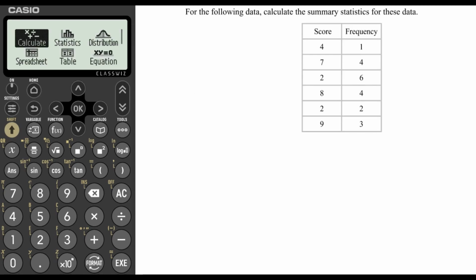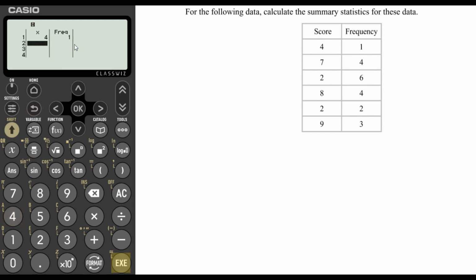We can use our calculator to calculate summary statistics for data. In this example, we have to calculate the summary statistics for this particular set of data. From the main menu, go to the Statistics sub-menu and press OK. We have one variable statistics because we are only concerned with the score. If we press Execute, you will notice, for now, there is no frequency. We have to turn on the frequency. If we press Tools, scroll to Frequency, and press OK, we want to turn the frequency on. So now if we go back to where we input our data, we can now enter in the frequency.